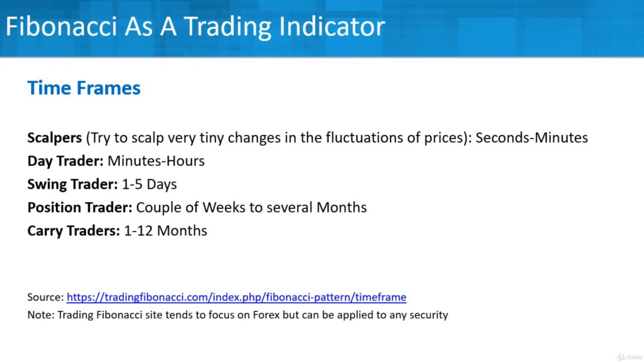And so when you're setting your time frame, you can see the different time frames. Scalpers looking at seconds and minutes. They're just trying to make a lot of trades real quick. Day trader, minutes to hours, and then they'll close out at the end of the period, and so on up to carry trader might be looking over 1 to 12 months, right? So you would be setting your Fibonacci levels to match up with those time frames. If I'm a day trader, for example, I'm not going to look over weeks and months. I'm going to look at minutes and hours when I'm looking at my Fibonacci levels.